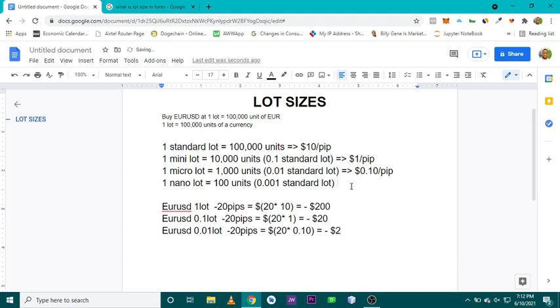So what about 1 nano lot? You guessed it right, it's going to be 0.001. That is just 1 cent per pip. So if we are losing 1 cent per pip, what do you think we are going to lose in this situation? We are no longer dealing with 10, we are using 0.01, not 0.10. So instead of losing that, we are going to be losing 0.20.